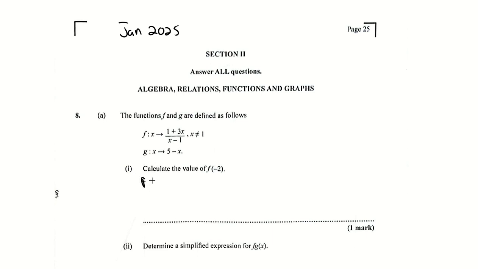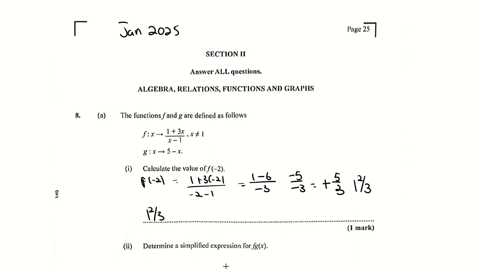Right, so f of minus 2 is equal to 1 plus 3 by minus 2 over minus 2 minus 1, which is 1 minus 6 over minus 3. 1 minus 6 is minus 5 over minus 3, which is positive 5 over 3. 3 could go into 5 one time, remainder 2 over 3. So it's 1 and 2 over 3 is the answer.